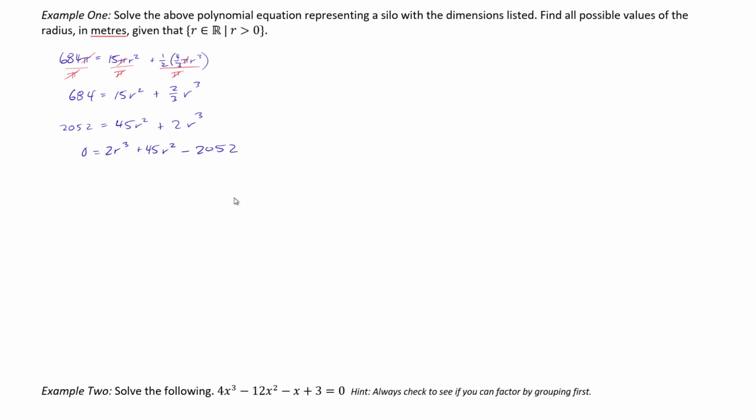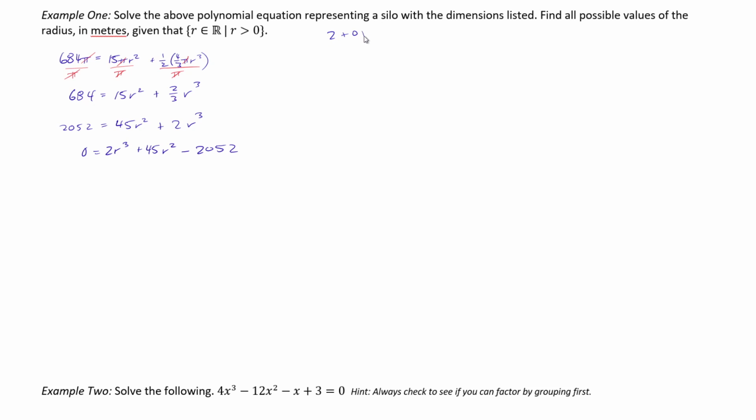So I look at 2052 and I think of all the possible x values there. Well, like 1, 2, like 3. Well, we can see if 2052 is divisible by 3. I'm just going to do this a little bit on the side here.